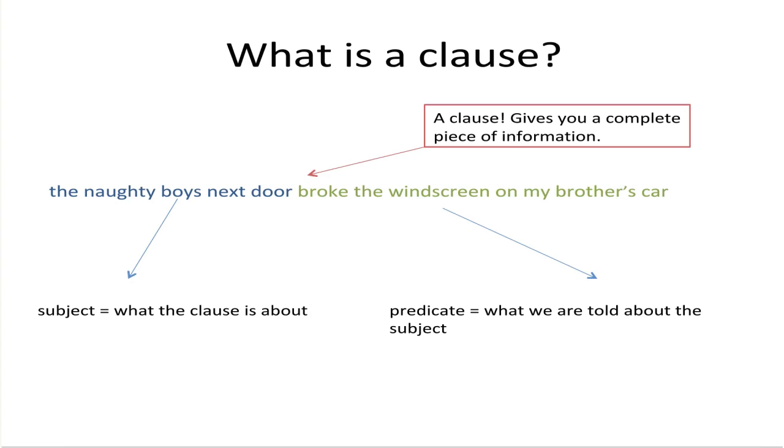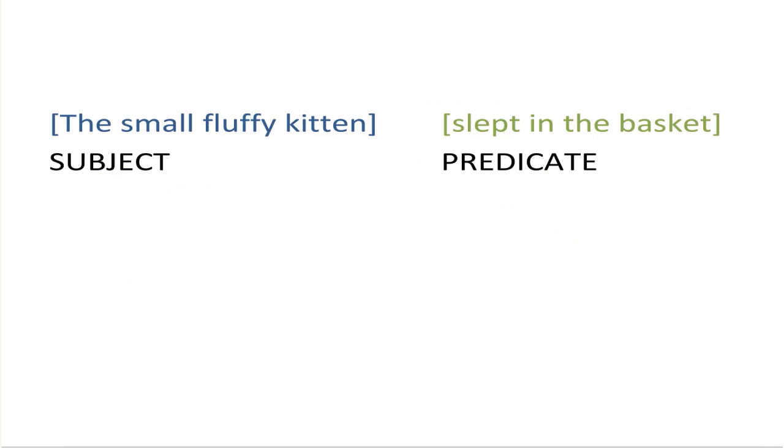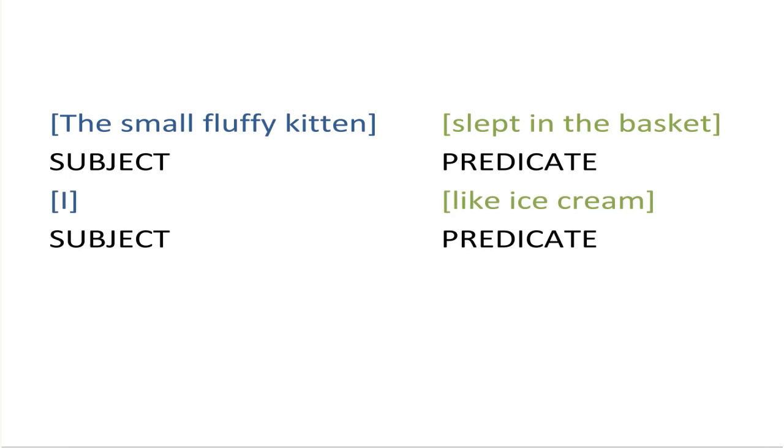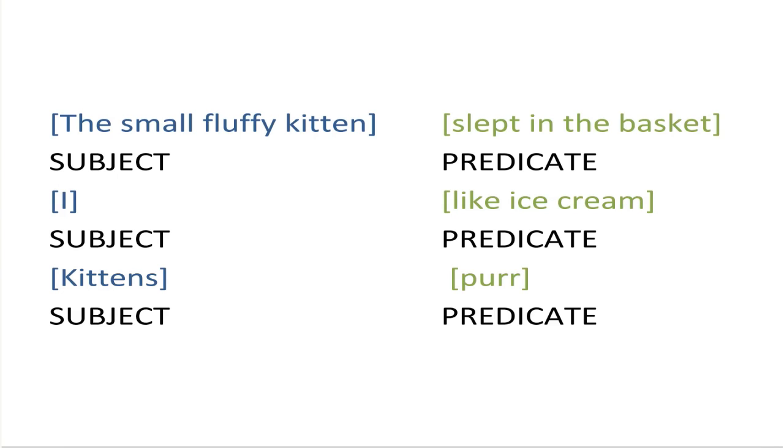Here are some more examples of how clauses are made up of a subject and a predicate. The small fluffy kitten slept in the basket. The small fluffy kitten is the thing we're giving some information about. It's the subject. Slept in the basket is what we're told about the small fluffy kitten. It's the predicate. I like ice cream. I is the subject, what the clause is about. Like ice cream is the thing we're being told about the subject, so it's the predicate. Kittens purr. Kittens is what the clause is about, it's the subject. Purr is what we're being told about the subject, so it's the predicate.